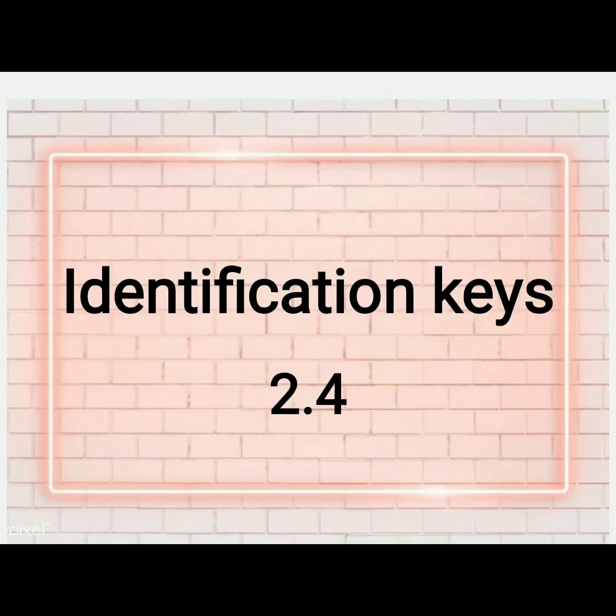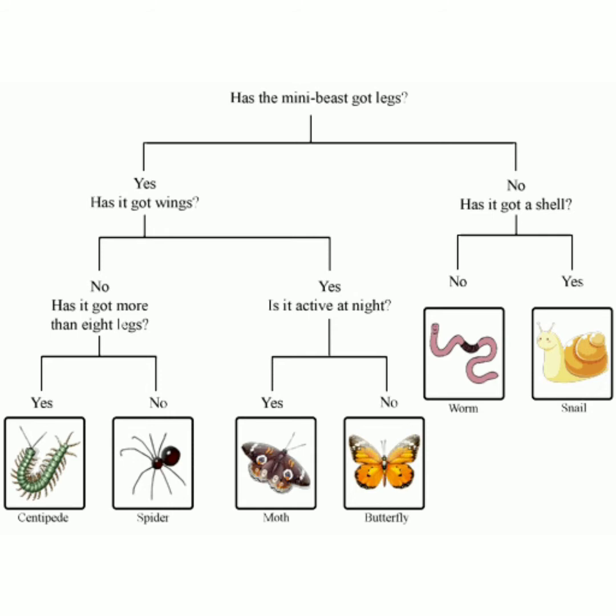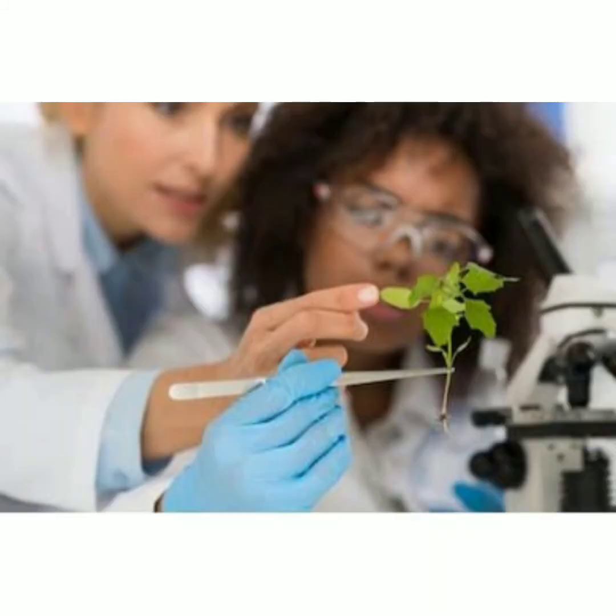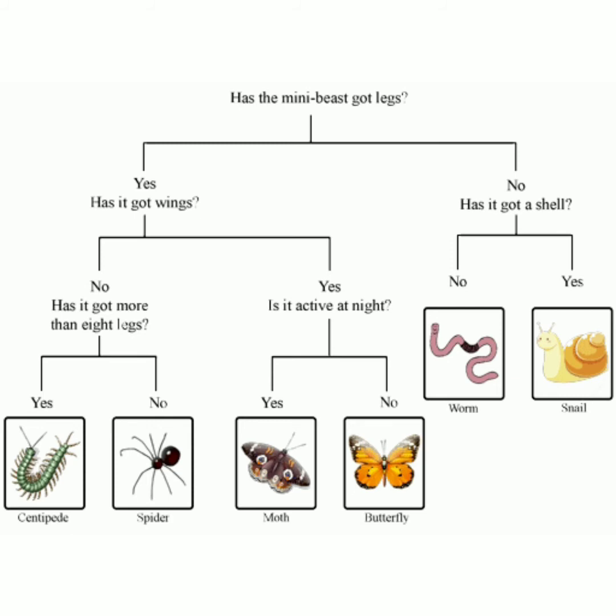Identification key. It is a tool or key that is used to identify organisms in a group through a process of answering yes or no questions about your organism. There are millions of organisms in the world, and scientists have identified some of them. For example, here is a flowchart of some simple questions on screen.